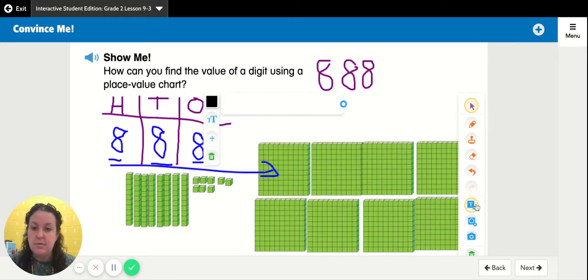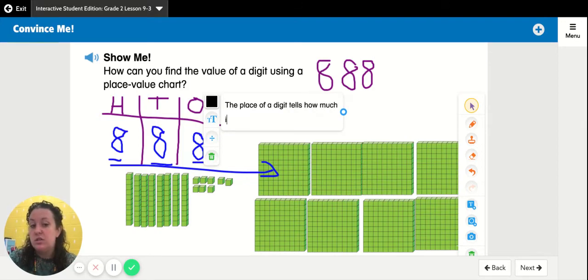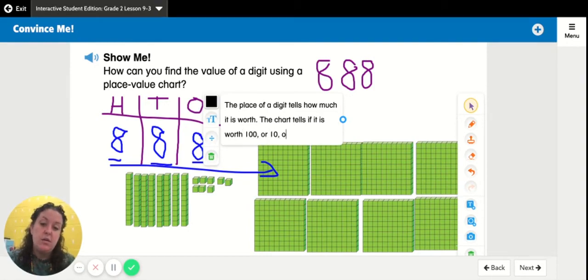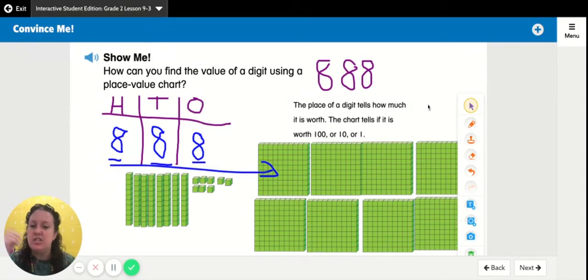Okay, so how do we find the value of a digit? The place of a digit tells how much it is worth. The chart tells if it is worth 100 or 10 or 1. That makes sense? I think this explanation makes sense. It's kind of a big question.